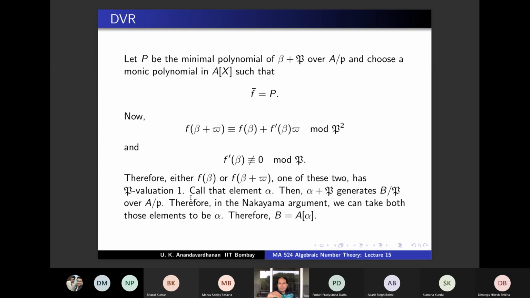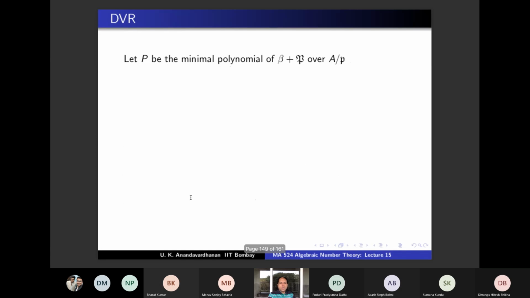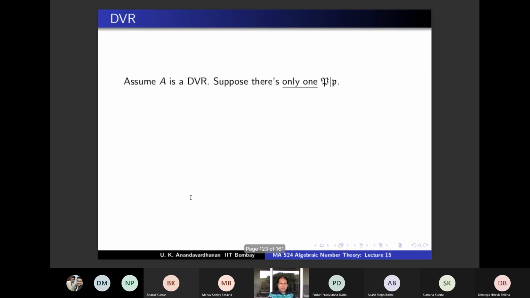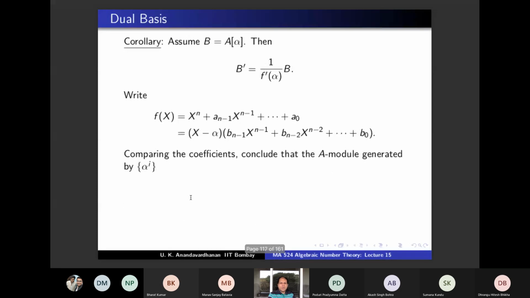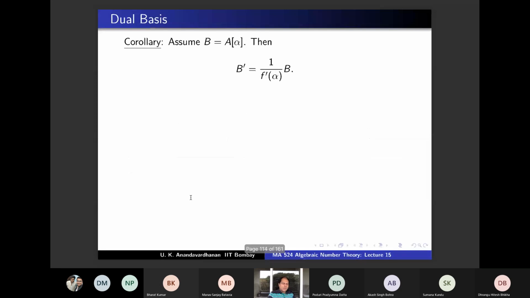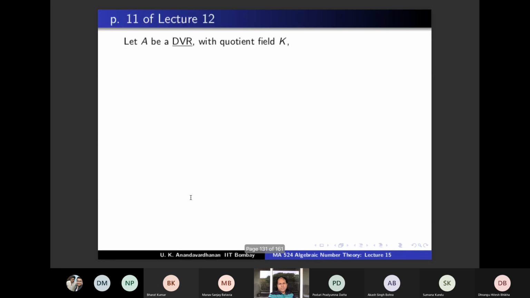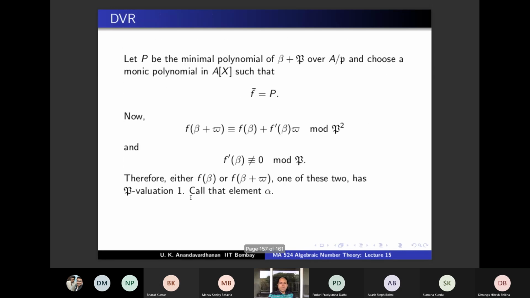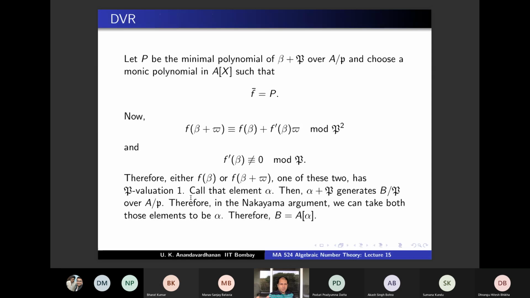So in a DVR with only one prime lying above, you have this nice condition, under which we have an explicit factorization of the prime, and we also have the dual module being 1 by f prime alpha B, etc. Right, this kind of nice statements. Okay, so maybe we are stopping a bit early today. I will finish the lecture part here, and if you have questions we can discuss, and then we will stop. So we'll continue with this thing.